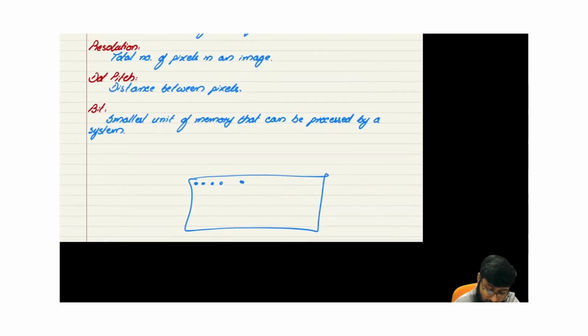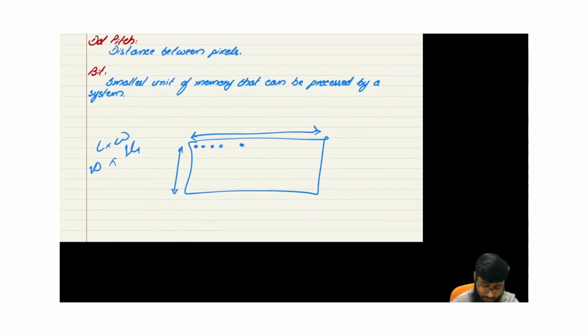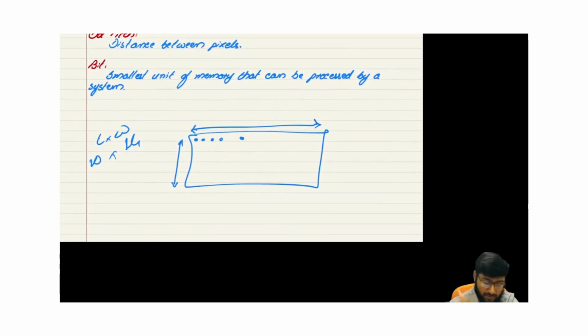Coming towards the resolution. Resolution is how many pixels are present in the width, and how many pixels are present in the length. So multiply each of them, length into width. For example, there are 20 pixels in the length and there are 14 pixels in the width. So we will get the total number of pixels after that.